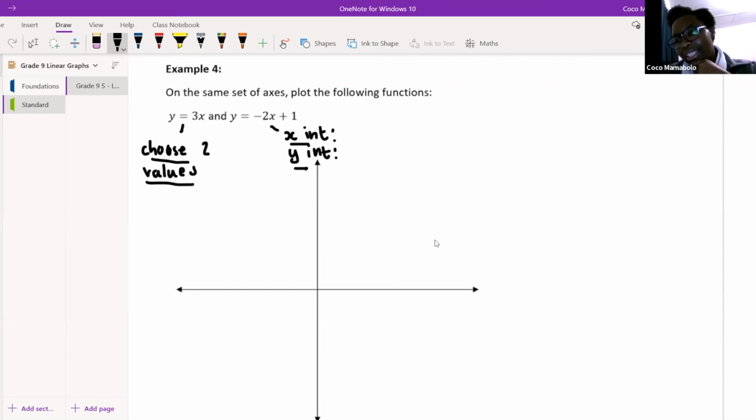I'm going to give you guys 5 minutes to do that for me. Remember, with this one, you get to choose whatever two values you want. And then this one, for my x-intercept, I need to make y equal to 0. And then for my y-intercept, I need x equal to 0. Okay, I'll give you guys a couple of minutes.